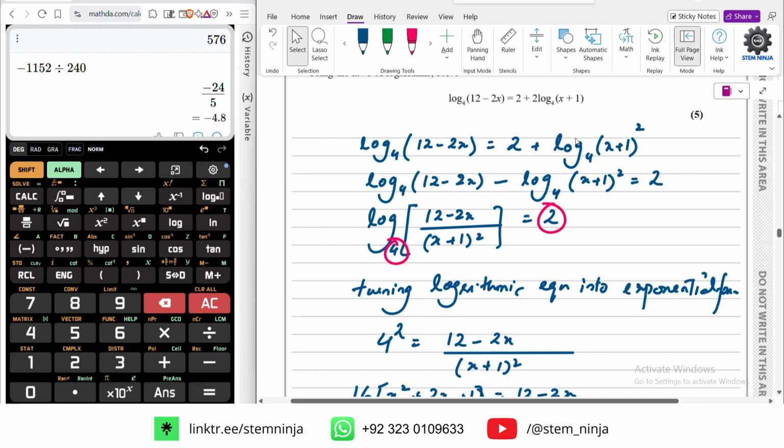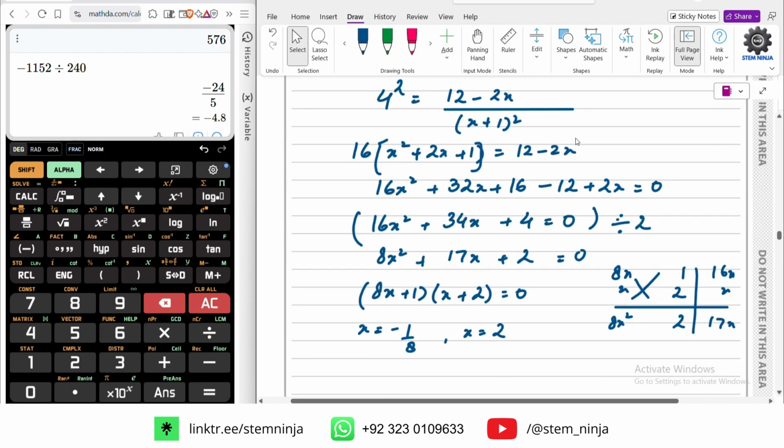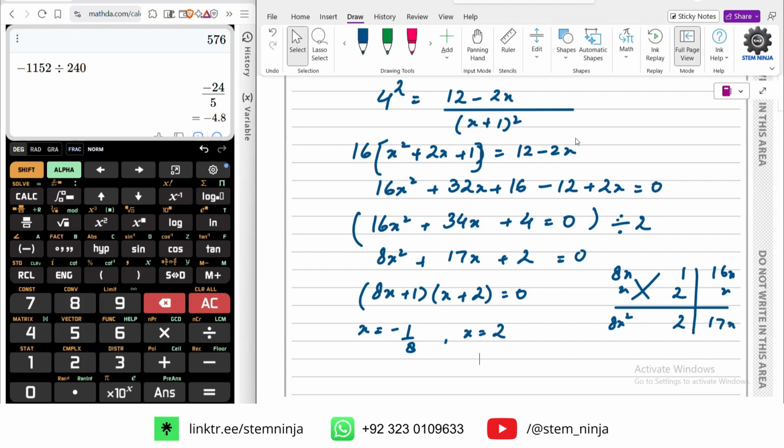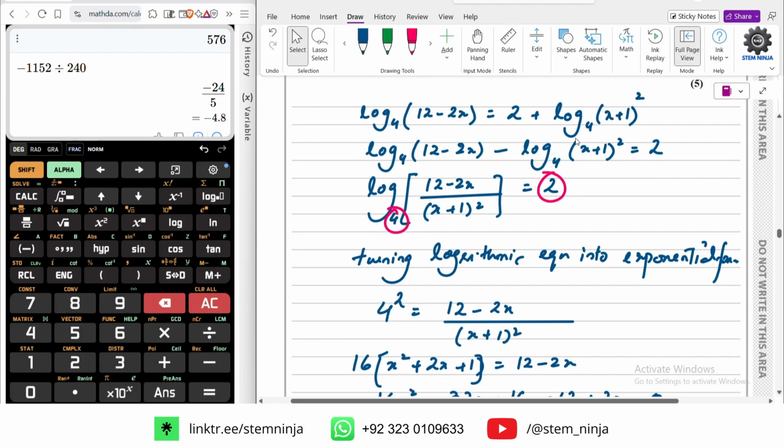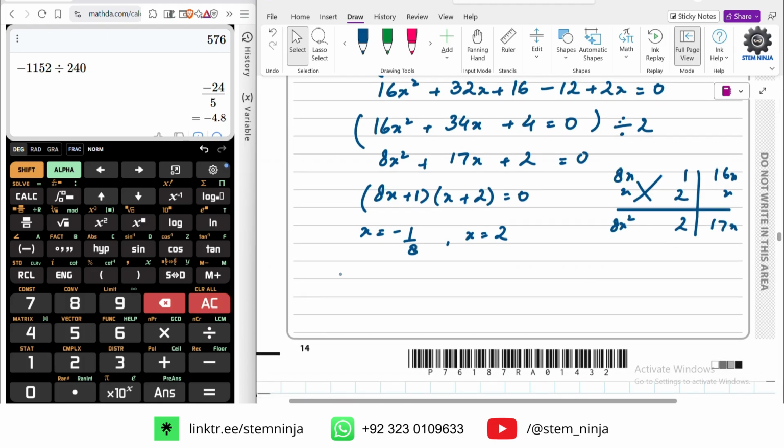Did we make a mistake over here? 8 times 2 is 16x, 17 plus 2. Right, okay. So we need to test both of these, basically which one of them turns it into a negative.